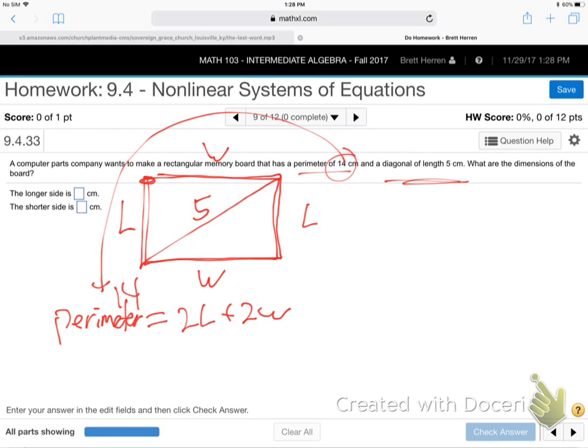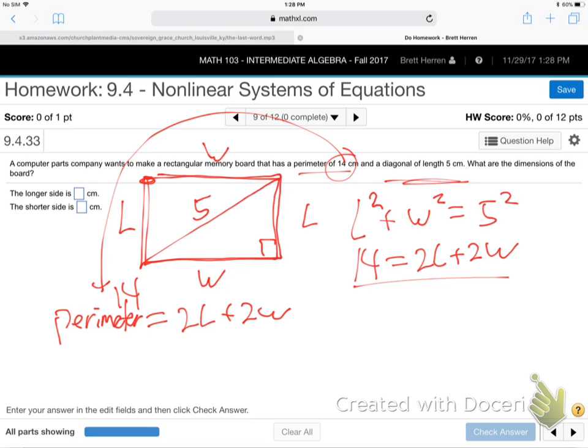Yeah, Pythagorean, a squared plus b squared is c squared, right? There's a right triangle here. A rectangle has right angles. So that means L squared plus W squared is 5 squared. Remember, a squared plus b squared is c squared? There's our 2 equations. One of them is 14 is 2L plus 2W, and one of them is L squared plus W squared is 5 squared, 25. You can just make this 25 right now. So there we have 2 equations with 2 letters. So we can solve them, maybe.